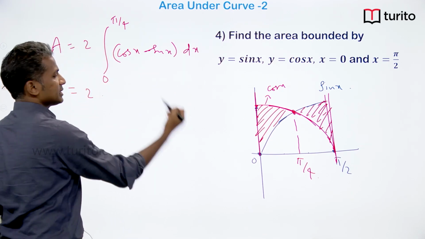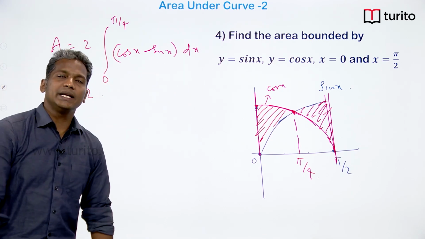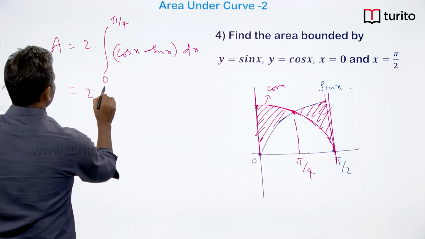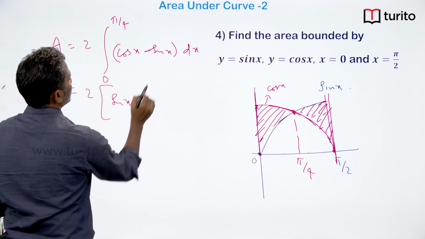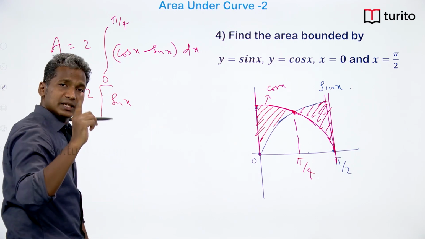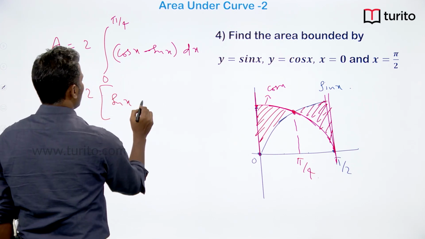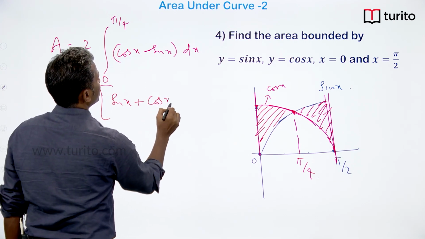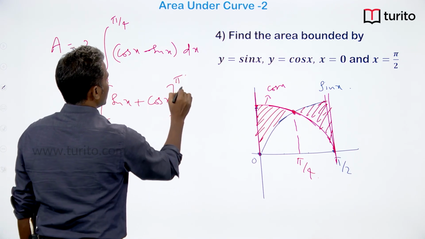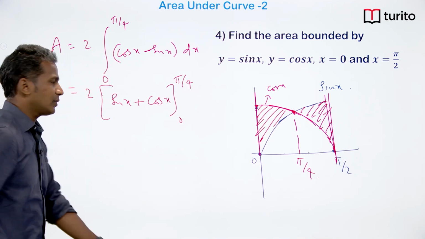Now, we will simplify this. What is the integral of cos x? It is sin x only. What is the integral of sin x? It is minus cos x, because there is already minus sign, we can put plus cos x here. Limit is going from 0 to pi by 4.